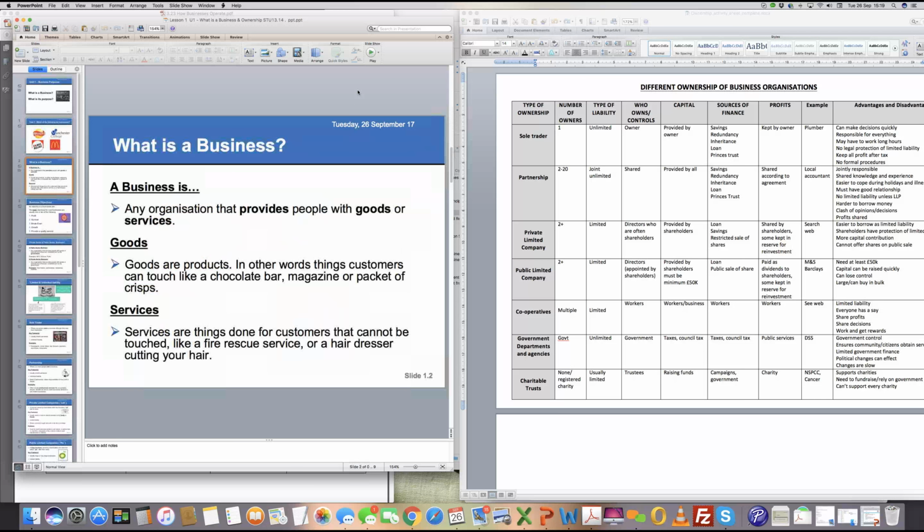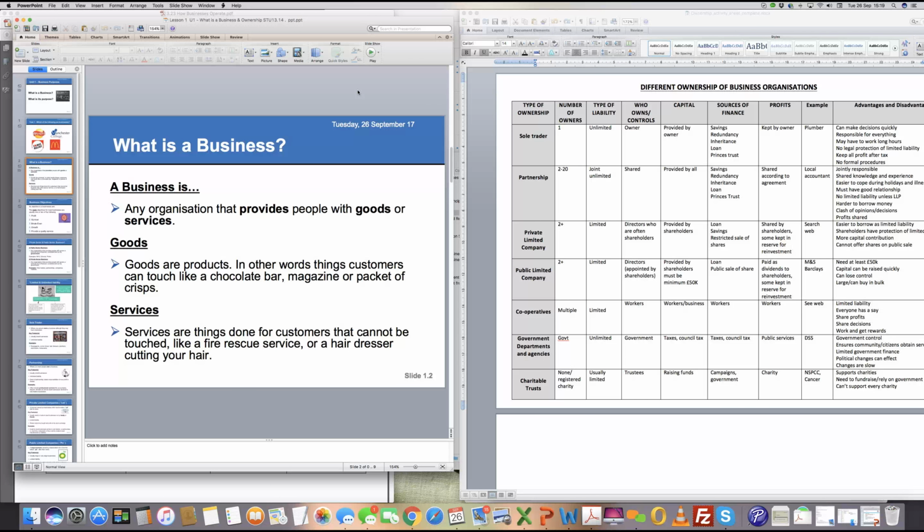Now, let's look at how we define a business. The layman's definition of what we defined was very close to saying it's an organization that basically produces goods and services, right? Yes.